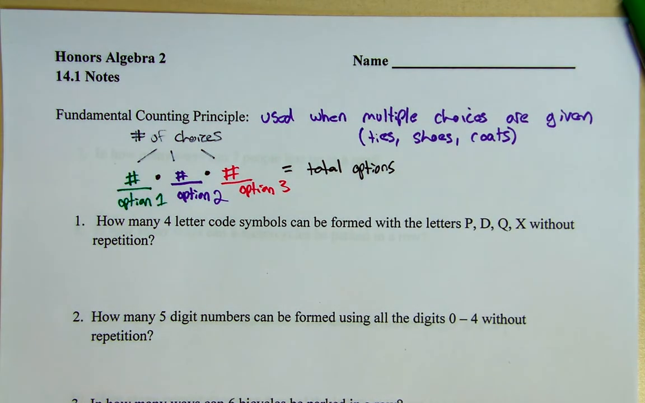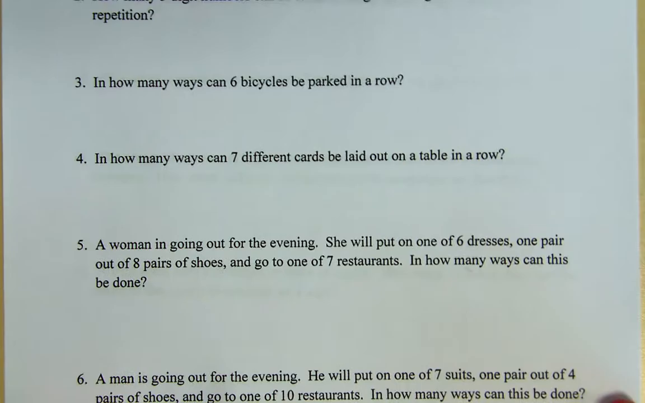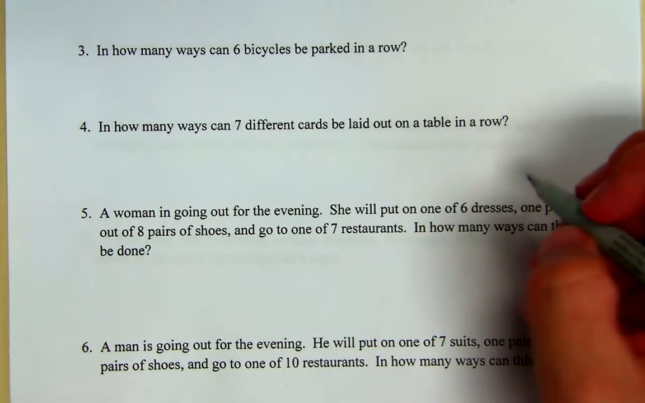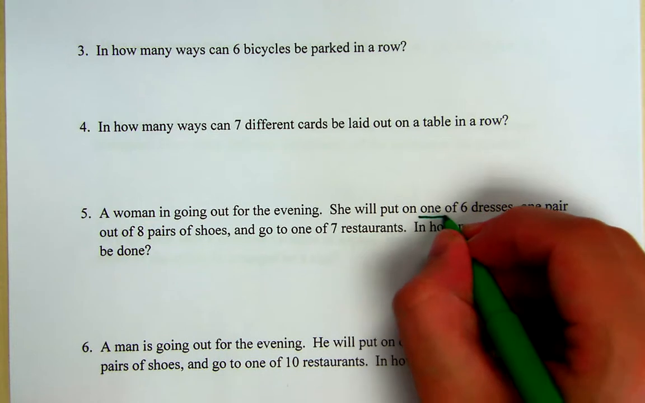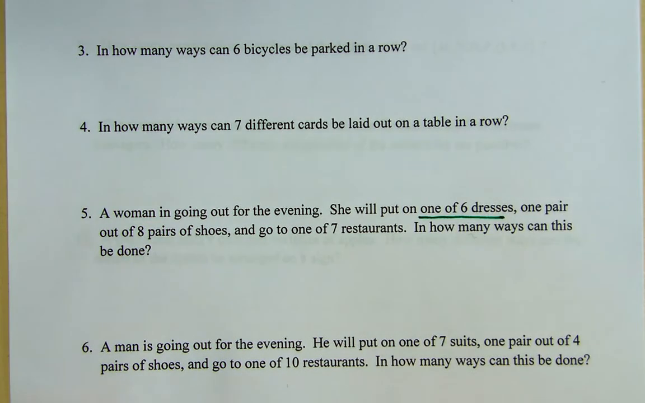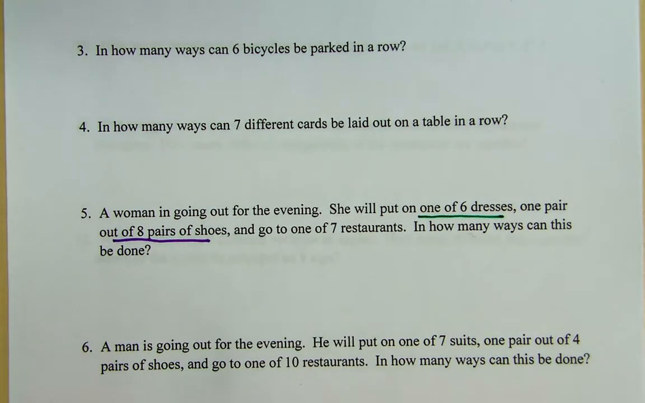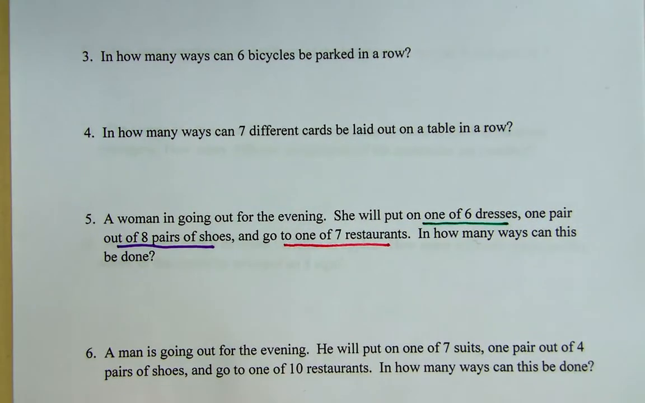So an example, we're actually going to skip down this page for a second, is the woman going out for the evening. So I'm going all the way down to number 5. A woman's going out for the evening. She will put on one of 6 dresses, one pair out of 8 pairs of shoes, and is going to go to one of 7 restaurants.